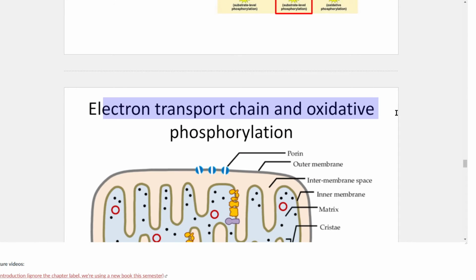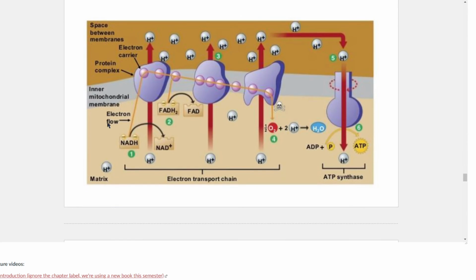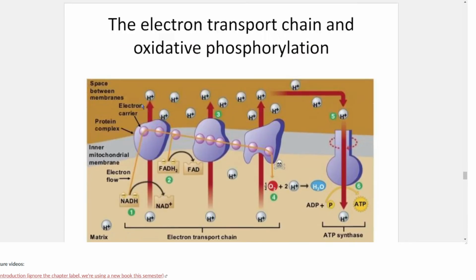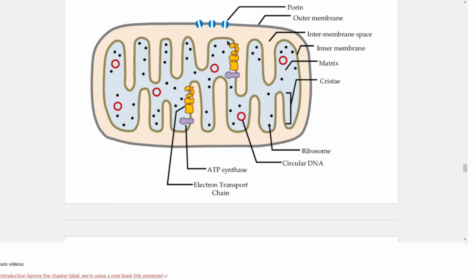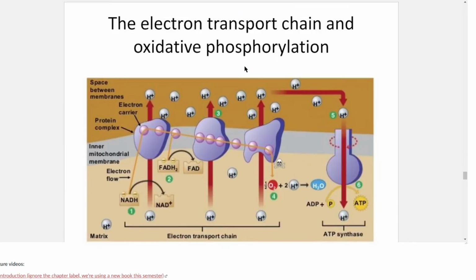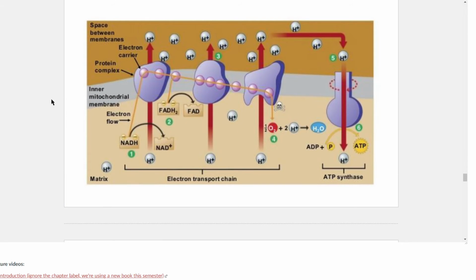Let's talk about the electron transport chain. I'm on slide 19 now. This just shows that the mitochondria looks like this to increase surface area so more things can fit. But here's the good stuff. I think a lot of you have seen this diagram already, but this really sums up the electron transport chain. It's important for both cellular respiration and photosynthesis.